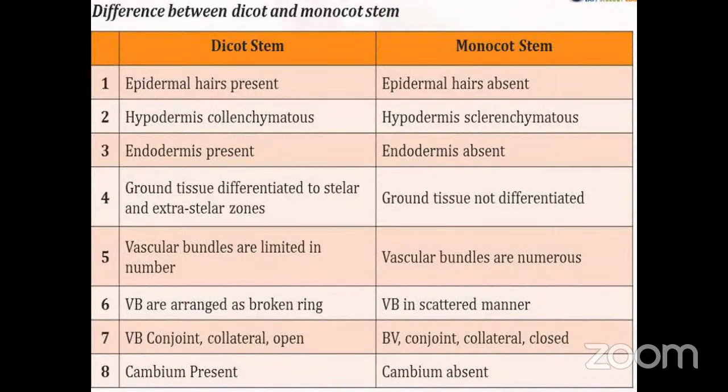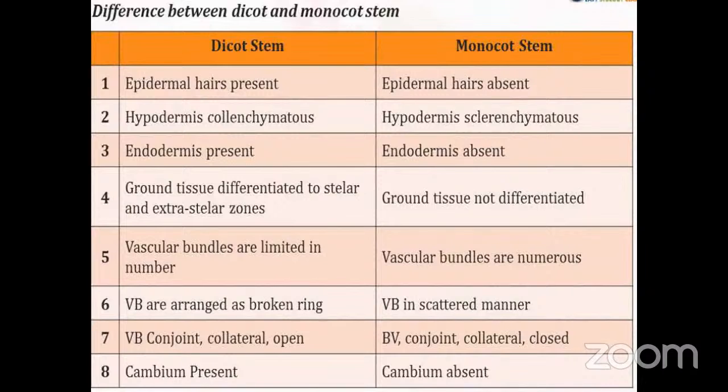Endodermis is present in dicot stem. Endodermis is absent in monocot stem, and ground tissue is differentiated into stelar and extrastelar regions in dicot. So after the epidermis, you find hypodermis, outer cortex, inner cortex, endodermis, like that. You see differentiation in dicot stem, whereas in monocot stem, there is no such differentiation. Then vascular bundles are limited in number, that means some 6 to 8 will be there in dicot stem, whereas in monocot stem, vascular bundles are numerous, that means many. In dicot stem, vascular bundles are arranged as a broken ring, not a full concentric ring, because here and there you find medullary rays. So they are like broken rings.